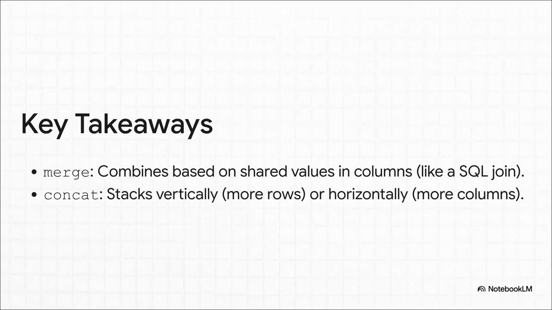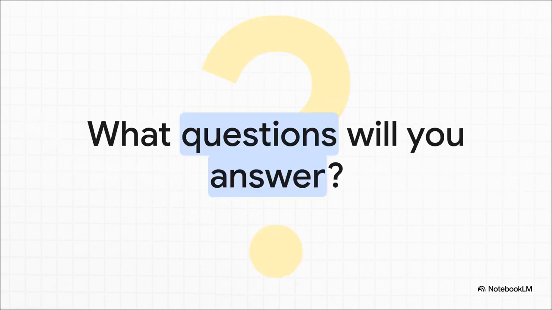So let's recap the big idea. It boils down to this. Merge is for intelligent, SQL-style matching based on shared values. Concat is for simple stacking, either adding more rows or more columns. And there you have it. You've now got the fundamental skills to start piecing together all those scattered datasets.